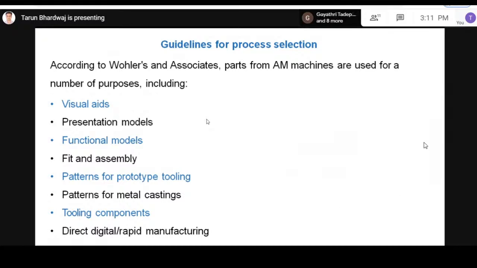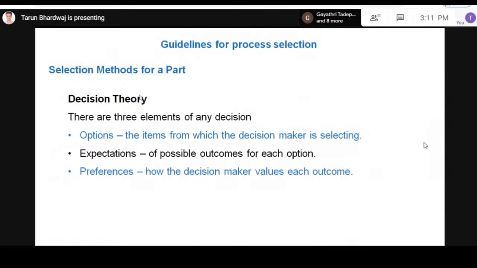And we have to select a method for a part. We have decision theory, which means any decision has three elements: options, expectations and preferences. Options means the items from which the decision maker is selecting, expectation is the possible outcome for each option, and preferences means how the decision maker values each outcome.